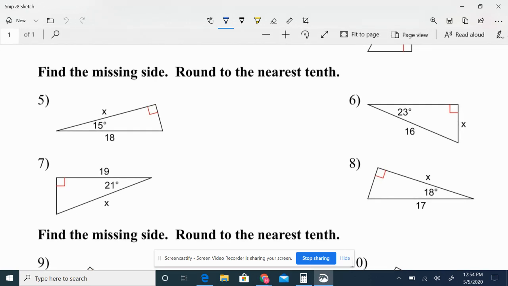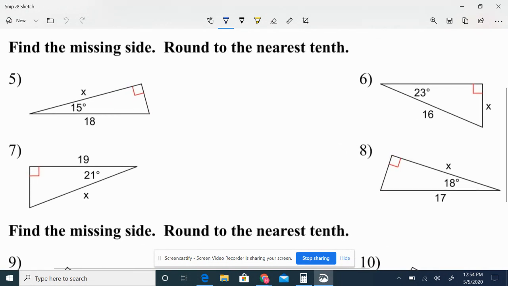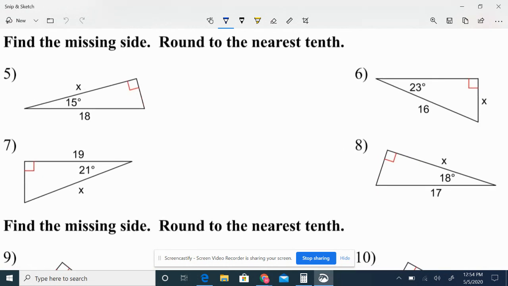Alright, so we're gonna be looking at yesterday's stuff still. How to find the missing side. That's what we saw yesterday. Let me see what is given. I see my 90-degree angle. The side that is farthest away from my 90-degree angle is my hypotenuse.